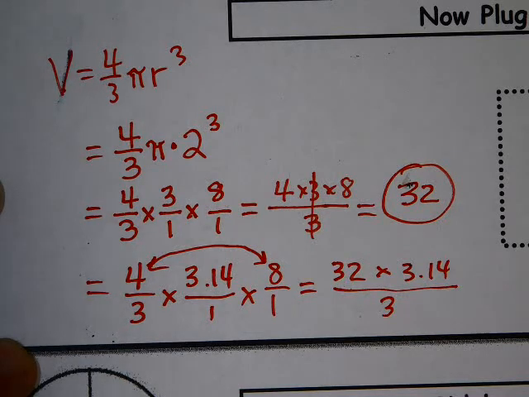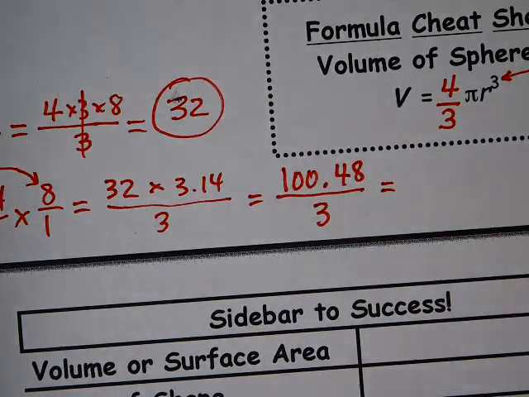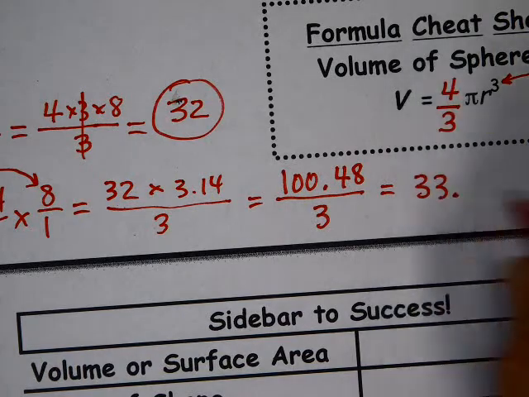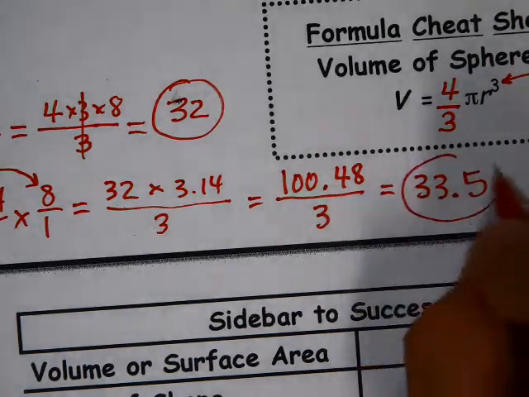Okay, now to save time on this, I'm not going to actually do out the math. I'm just going to write down what the answer is so that it makes it a little easier for you. So 32 times 3.14 is 100.48. And then dividing that by 3 will give me an answer pretty close to what we had before. It's 33.49. I'm just going to round that to 33.5.